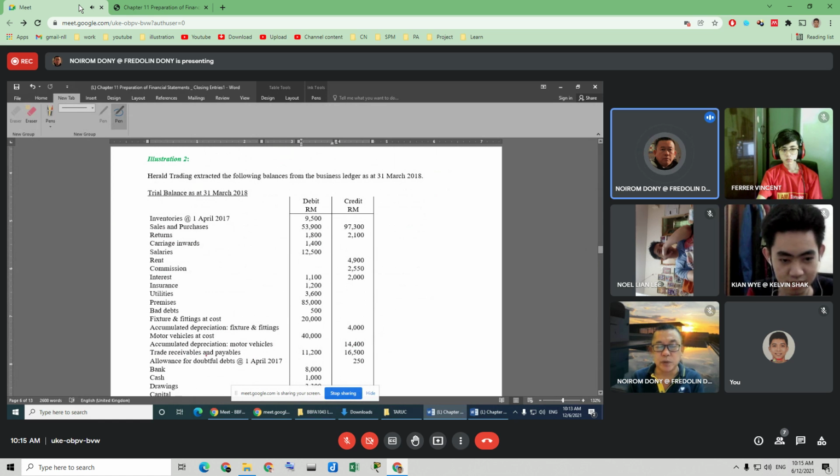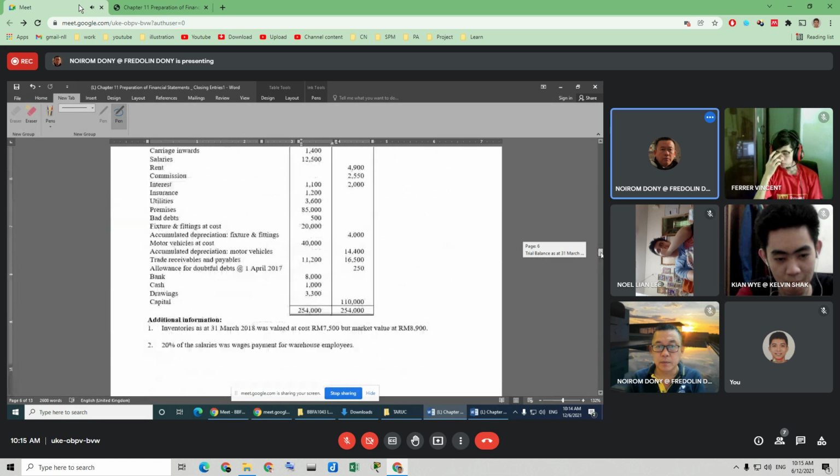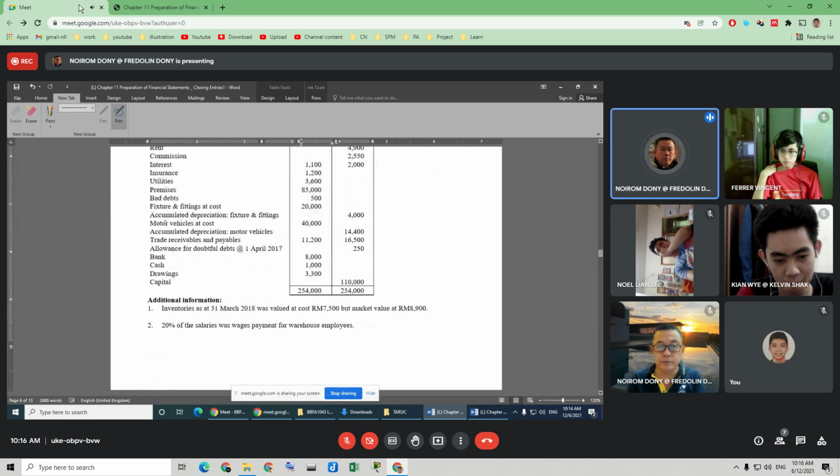Now, trade receivable and payable. How to identify: trade receivable is an asset, a debit item, should be on the debit side. Payables is a liability, a credit item, should be on the credit side. Allowance for doubtful debts, this is using liability concept. Bank, cash, an asset. Drawing under equity. Where was I? Capital, equity.